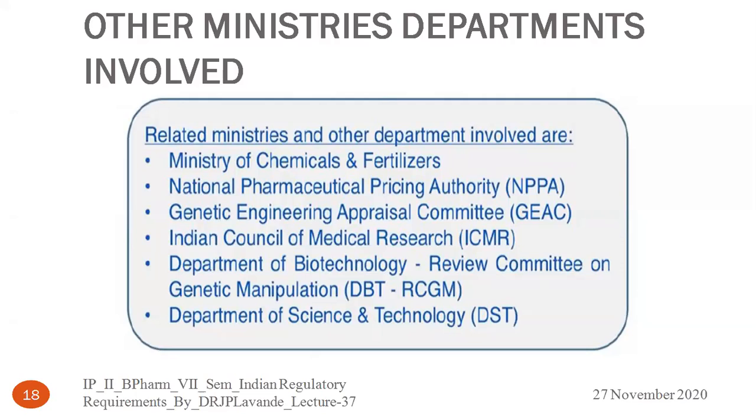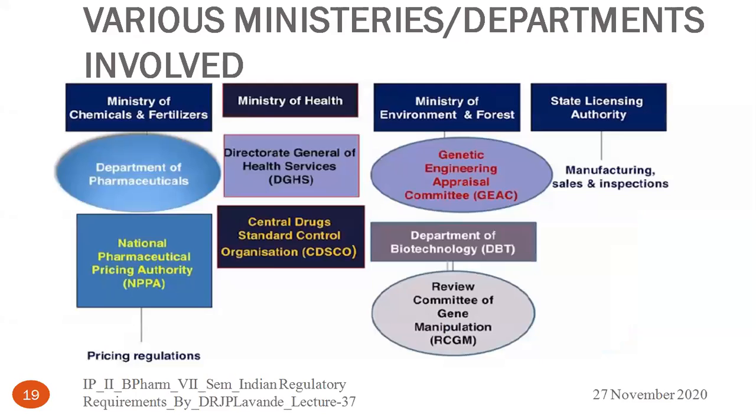There is a GEAC, that is the Genetic Engineering Appraisal Committee. There is ICMR, which is nothing but the Indian Council of Medical Research. There is a DBT RCGM. Now, this is nothing but the Department of Biotechnology Review Committee on Genetic Manipulation. So, whatever affairs are related with genetic manipulation at gene level, these are going to be reviewed by the Department of Biotechnology. Then there is a DST, that is the Department of Science and Technology. So, all these are the ministries that are involved.